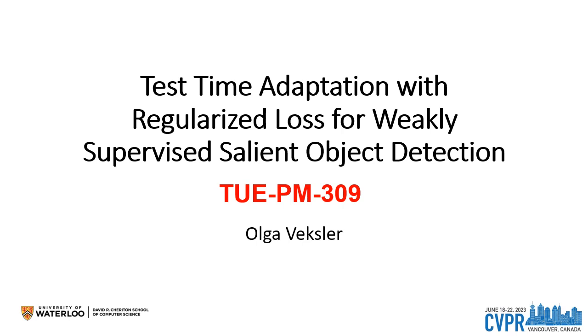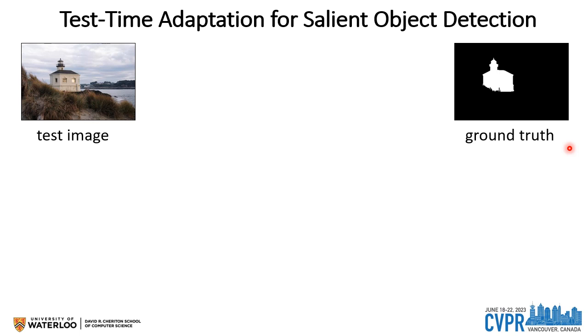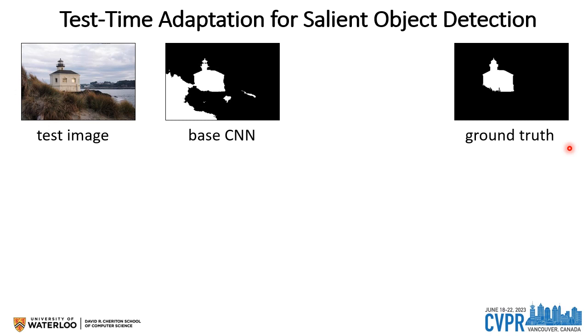Test time adaptation for weakly supervised salient object detection. In salient object detection, we are given an input image and the task is to extract the most prominent object. We can train a CNN on training data to perform this task. Such a CNN is called a base CNN. The trained CNN may overfit to the training data, producing bad results on the given test image.